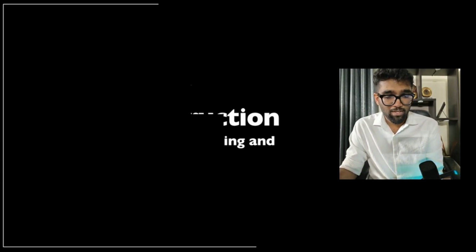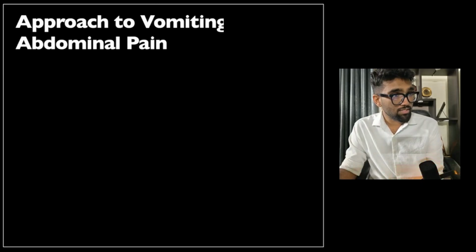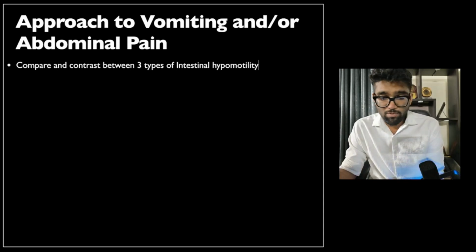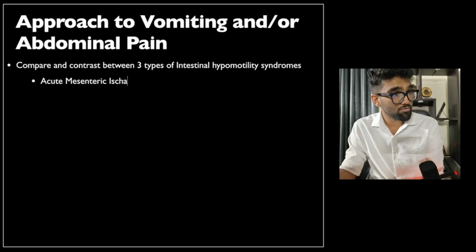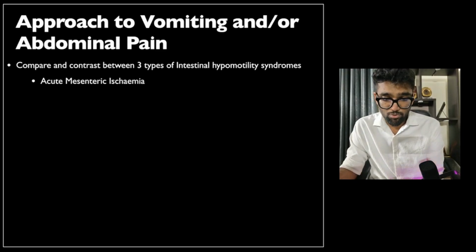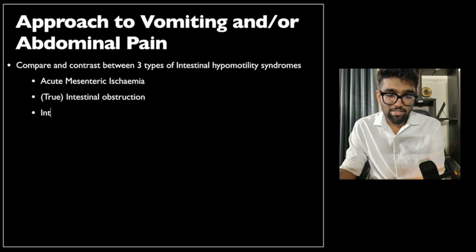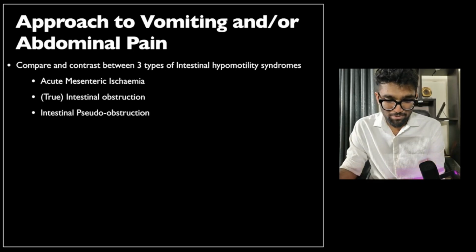intestinal obstruction. So the structured learning objectives for this video would be: we will try to compare and contrast between the three types of intestinal hypomotility syndromes. As I just mentioned, that would mean we'll talk about acute mesenteric ischemia, true intestinal obstruction, and intestinal pseudo obstruction. True, because there is something called intestinal pseudo obstruction.